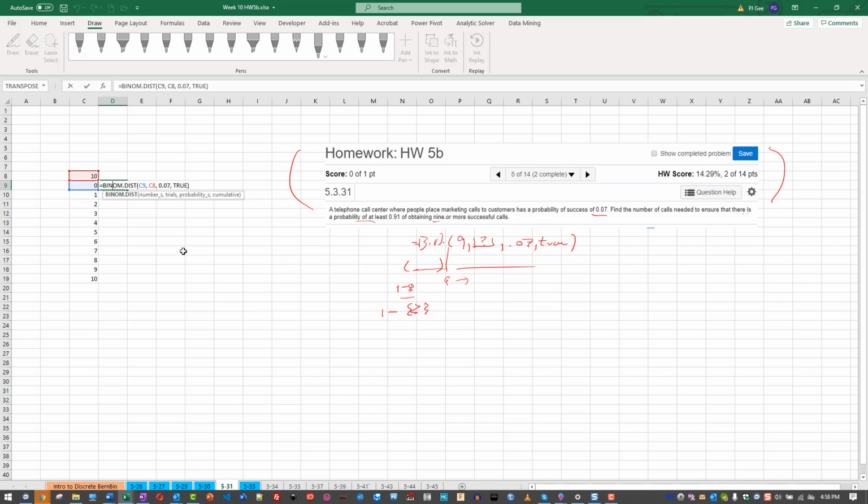Now, what we need to do is flip it twice. We have to work on this two different ways. What we want is to end up taking 1 minus, so we need one of these occasions where we have 1 minus the binomial formula. And what's interesting here is now we know we need 9, and how many trials do we need when the probability is only 0.07? How many trials do we need? So this is what we're after.